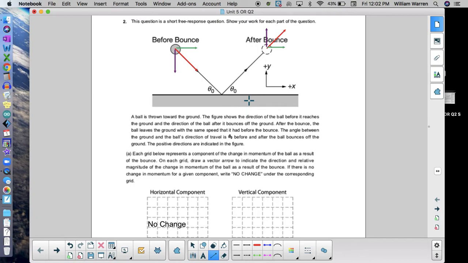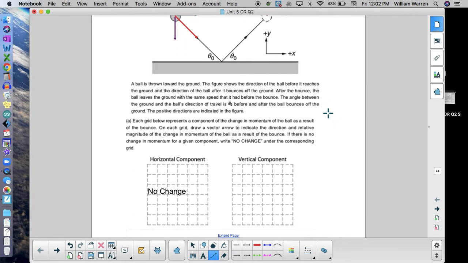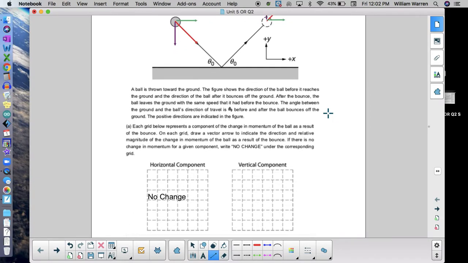Bounces result in big momentum changes. So did the momentum change on the y-axis? It certainly did. The momentum was down, and then after the bounce, the momentum was up. So was there a change in momentum? There was indeed. And right here, I would draw a nice big honking arrow to represent that you understand there's a big momentum change, this plus that, right?